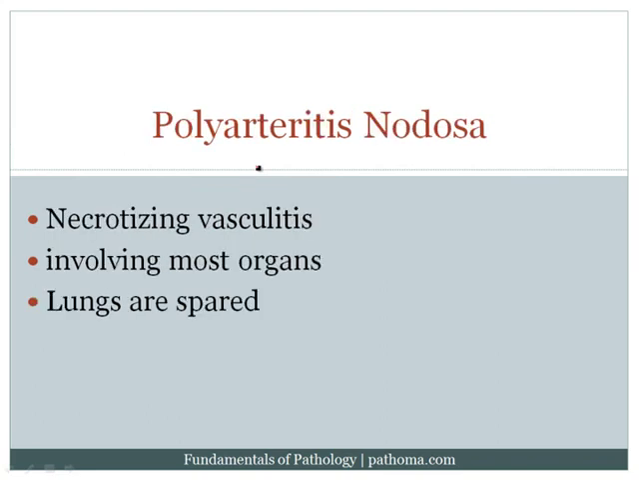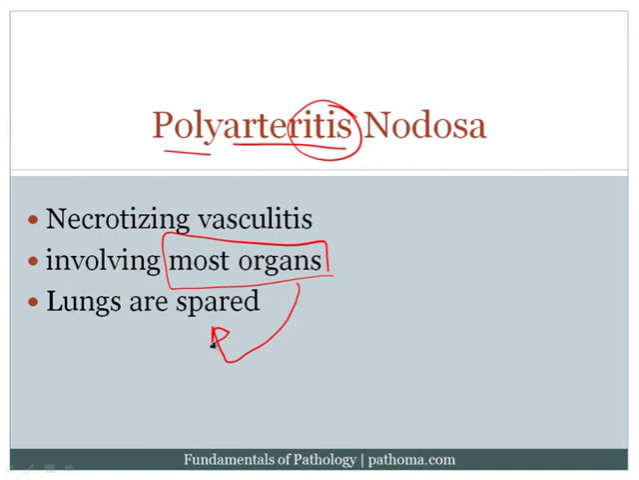The first of these disorders is called polyarteritis nodosa, and the name is very helpful. Polyarteritis, multiple arteries, and of course there's going to be inflammation. So this is a necrotizing vasculitis that involves most organs. One important thing to note, however, is that the lung is spared. So when you're thinking about polyarteritis nodosa, you can get signs and symptoms in any organ except the lung.